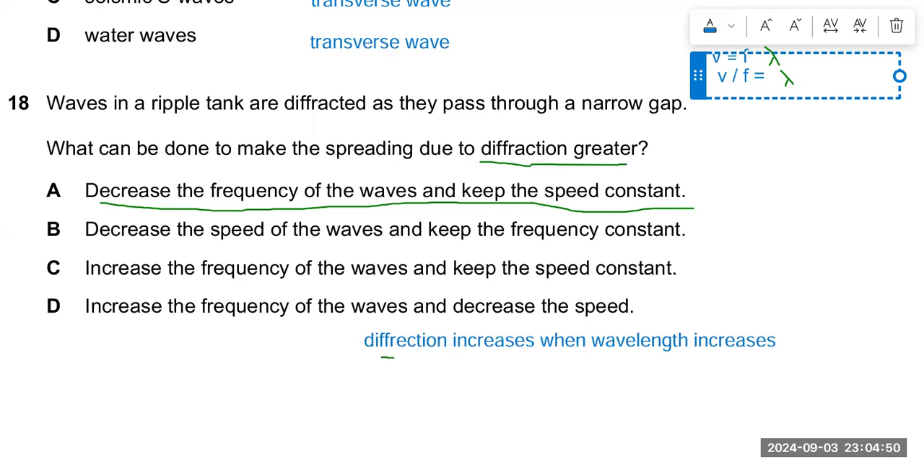The hint is that if you want to increase the diffraction, then wavelength should be increased. If wavelength should be increased, then frequency must be decreased and speed will be constant. Is it clear? So the first option is correct: decrease the frequency of the wave and keep the speed constant. So you have to select this one. This is the key point of that MCQ. Now move towards the next one.